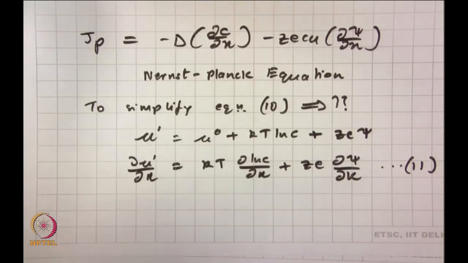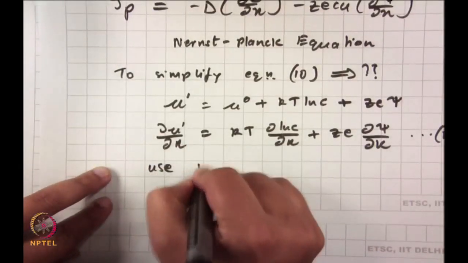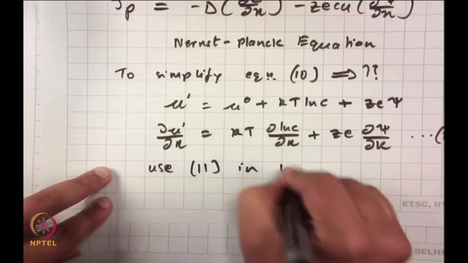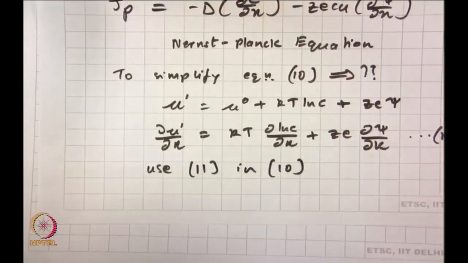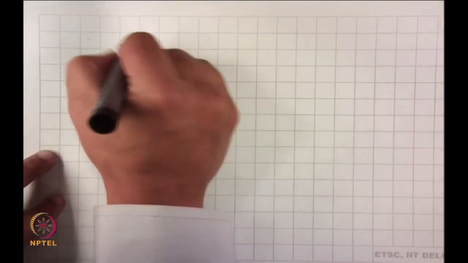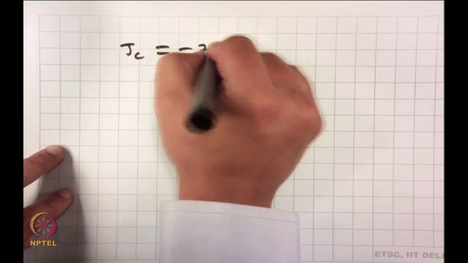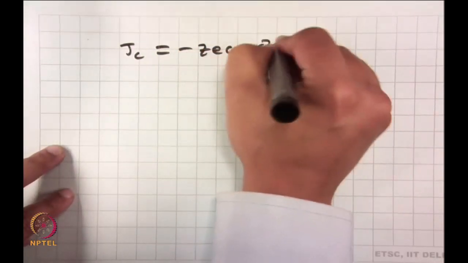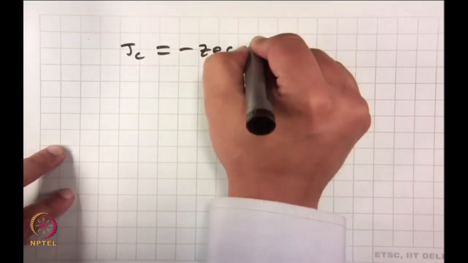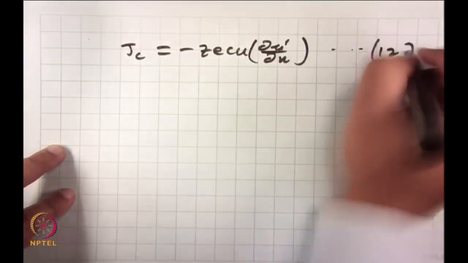So, we take this and we use 11 in 10. Using 11 in 10, you will see that it simplifies to a very simple equation. That means, I can write J c is equal to minus z e c u del of mu prime over del of x, and this would be equation number 12.